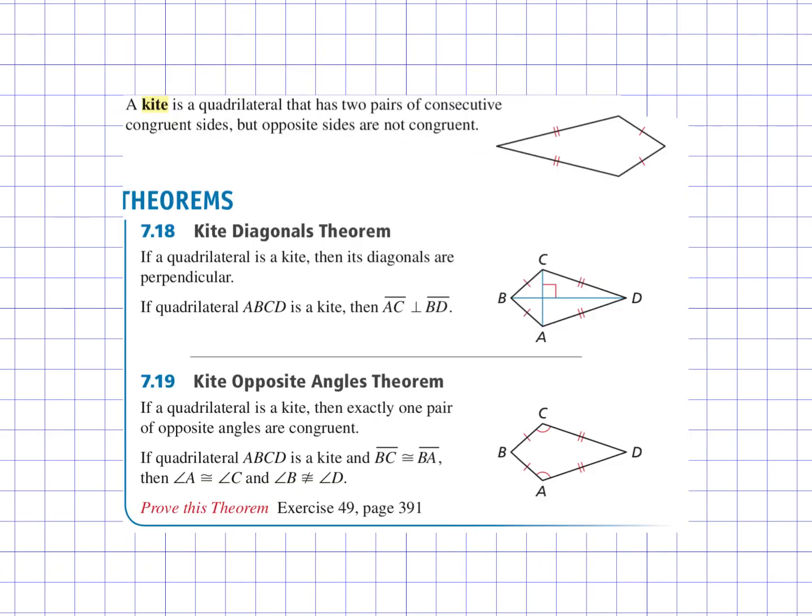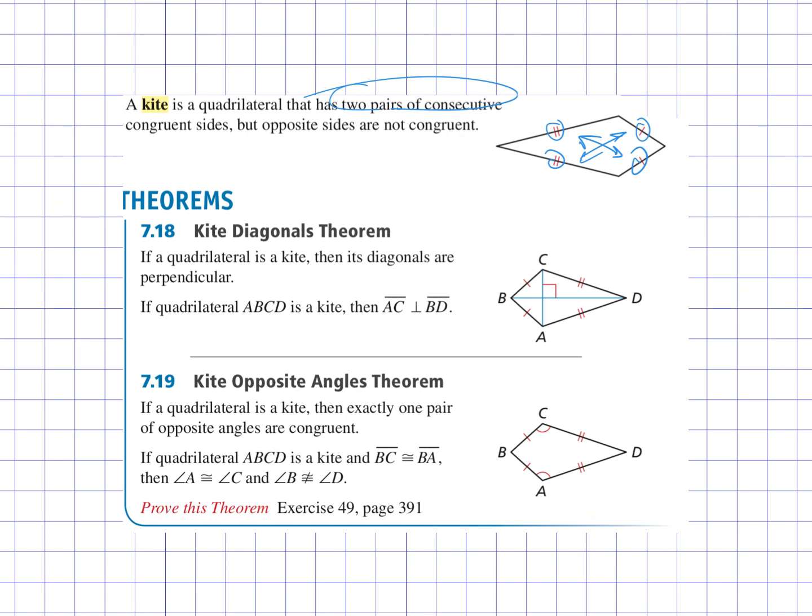Okay, so we talked about trapezoids and mid-segments. Now let's talk about kites. So a kite has two pairs of consecutive congruent sides. That just means they're not opposite congruent, okay? So those two are congruent, and then these two are congruent, obviously. Opposite sides are not congruent. So an opposite side means not touching each other. So those are not congruent, and those are not congruent.